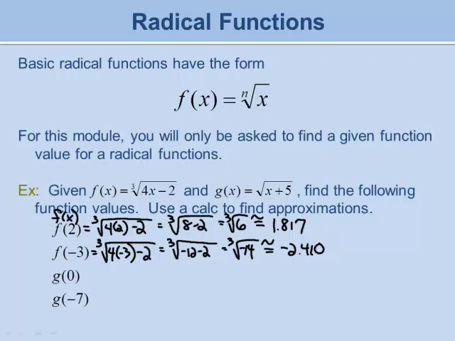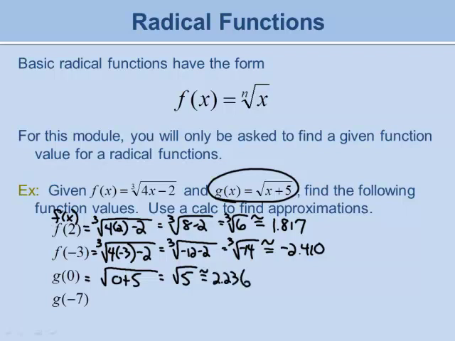Okay, g of 0, now we're going to look at our other function. We're looking at our g of x function. G of 0 simply says to put 0 in for x in your function. So now we're taking the square root of 0 plus 5, which is equal to the square root of 5, and that is a calculator problem. The square root of 5 is approximately equal to 2.236.